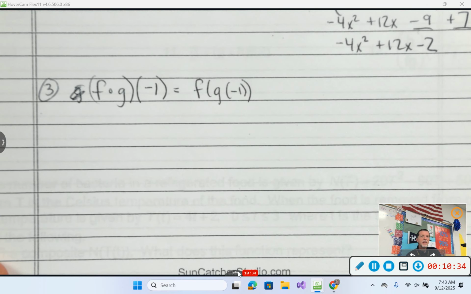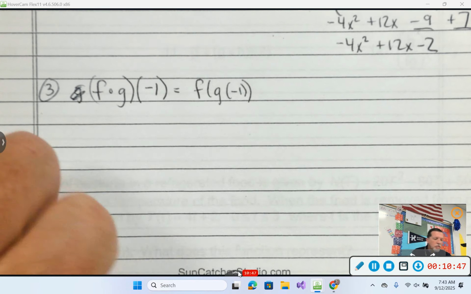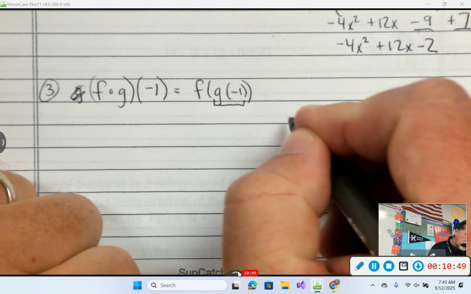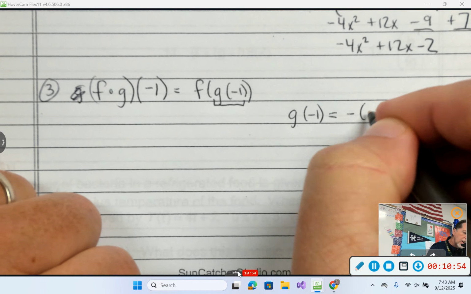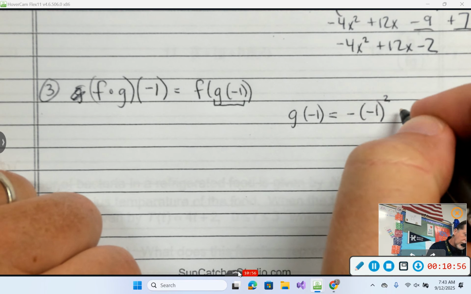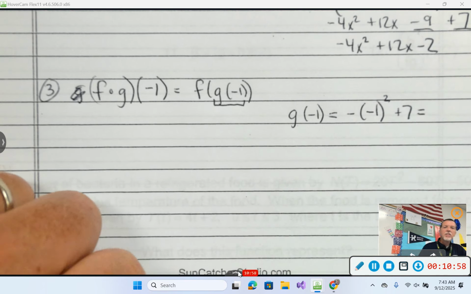Start from the inside, right? When you have parentheses in math, you start on the inside. So what should I plug in where? What should I plug into g? Yeah, so I need to first find g of -1. Yep, negative -1 squared plus 7.